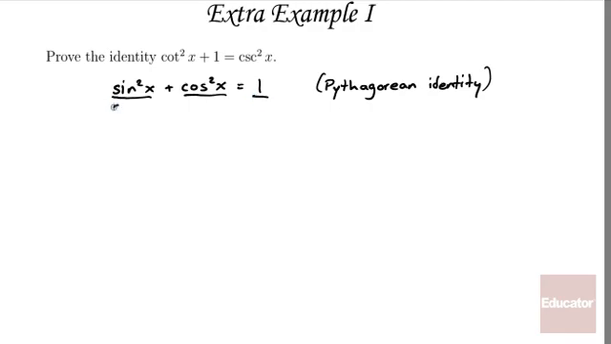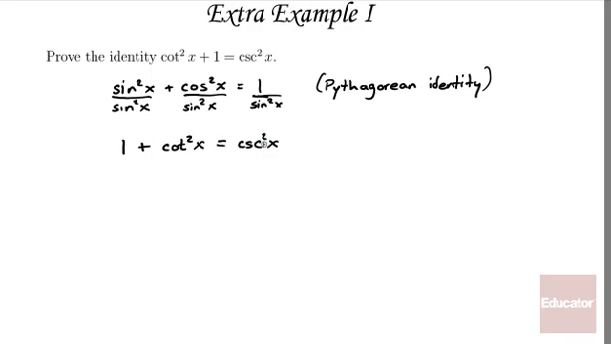by sine squared x. Divide everything here by sine squared x. And so that gives me a 1. Now cosine squared over sine squared, that's cosine over sine squared, that's cotangent squared x. 1 over sine squared, that's 1 over sine, is cosecant by definition.